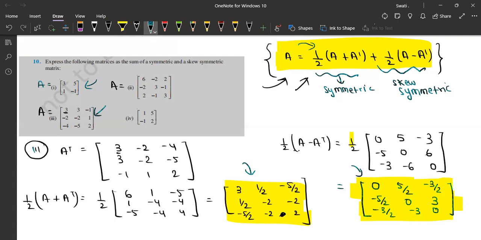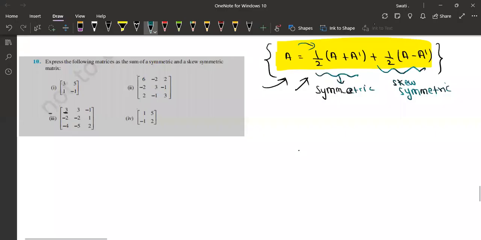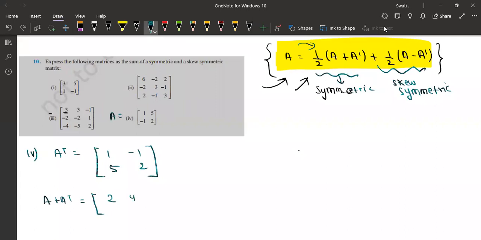Okay, let's do our last question of question number 10. So the fourth one, again, if I take this as a matrix A, I'll first find A transpose. And it's very, very simple, just like the first one. So A transpose will become 1, -1, 5, 2. So what is A plus A transpose? A plus A transpose will simply become 2, 4, 4, 4. And if I try to find A minus A transpose, it will become 0, 6, -6, 0.